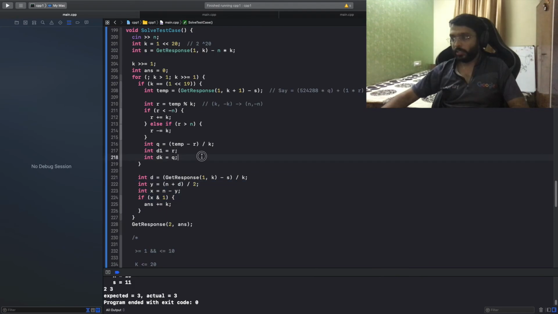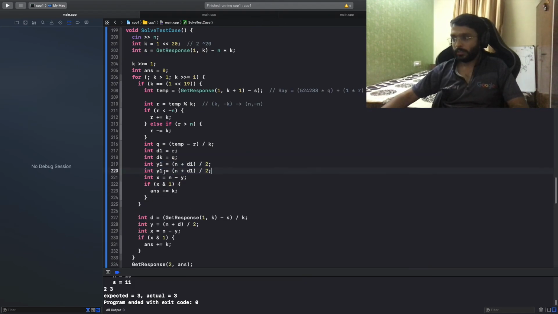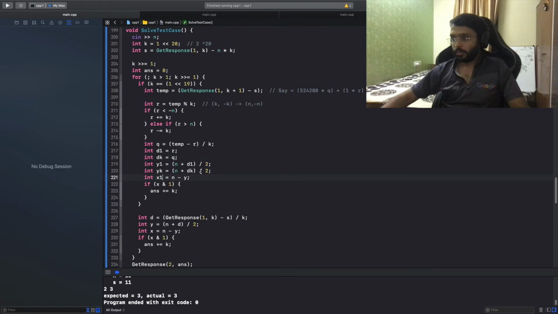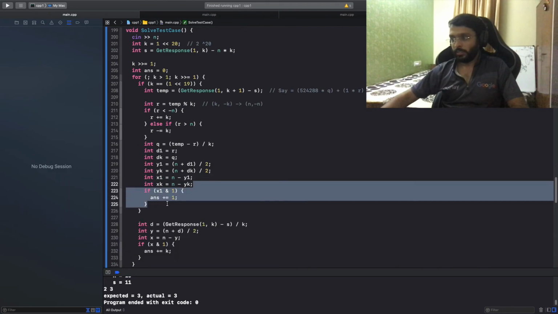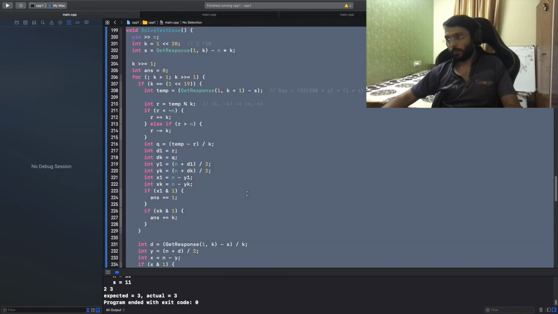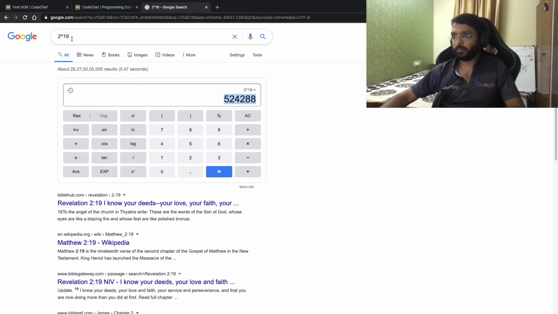Now I can utilize the exact same solution. So this K is K. Now 1, 1. Similarly K, similarly K. Now if x1, I will simply add 1. If xk, I will simply add k. This should be good enough. Let's just try submitting.